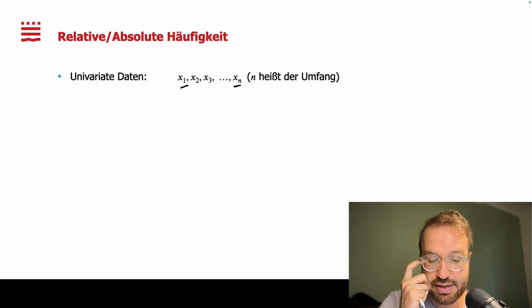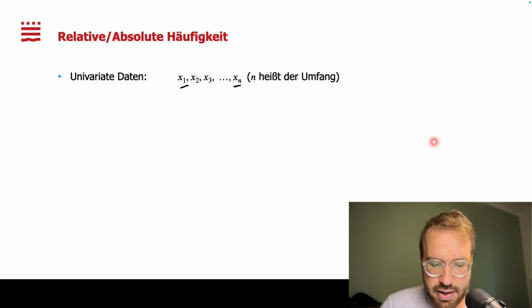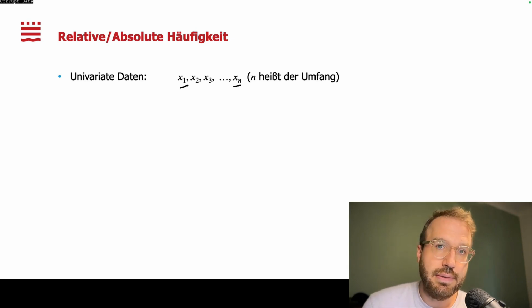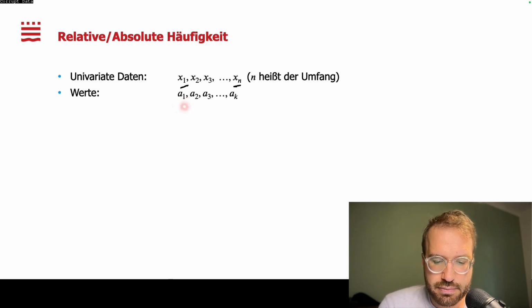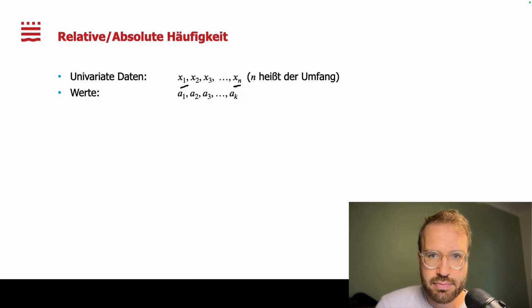So we have the following situation. We have these x_i's as n univariate data, and what we can also collect now, and want to distinguish from the data, are the values. We denote the values with a_1 to a_k. And so you see, there is no n, but there is k. There are actually fewer values than data points, which is simply because two data points can have the same value.